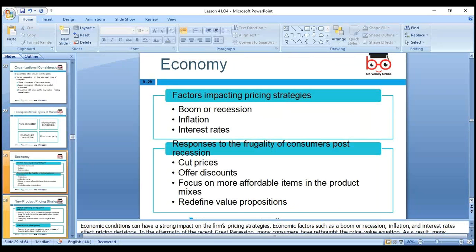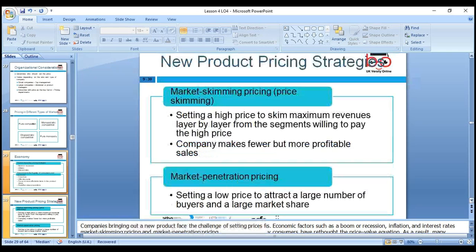The economy is a factor impacting pricing: boom or recession, inflation, interest rates. In recessions we need to look around, cut prices, offer discounts, like during the credit crunch from 2010 onward. Some companies gained from it, like Poundland, Lidl, Aldi in the UK. Those are low pricing markets.